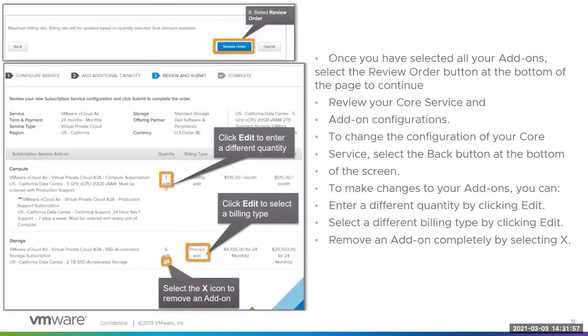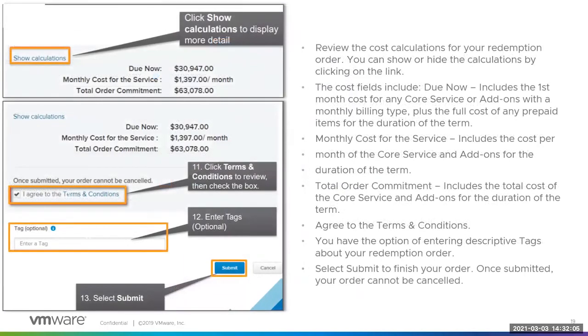The Review and Submit page is displayed where you can review details of your order. You can show or hide the calculations by clicking on the link. The cost fields include Due Now, which includes the first month cost for any core service or add-ons with a monthly billing type, plus the full cost of any prepaid items for the duration of the term. The monthly cost for the service includes the cost per month of the core service and add-ons for the duration of the term. The total order commitment includes the total cost of the core service and add-ons for the duration of the term. You have the option of entering descriptive tags about your redemption order.